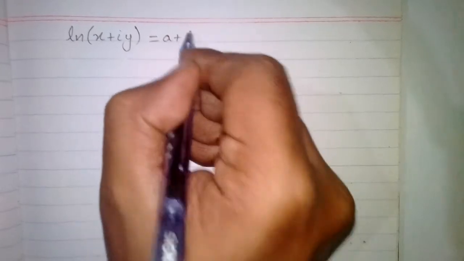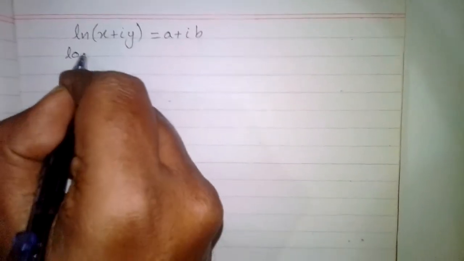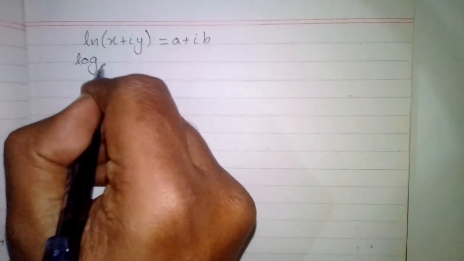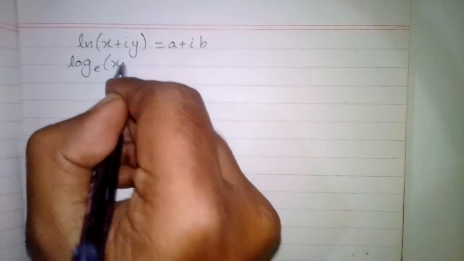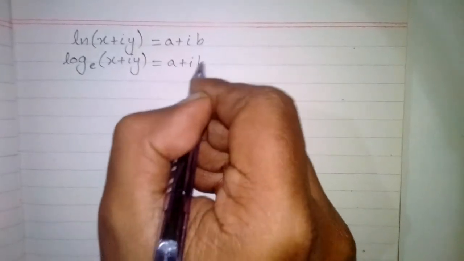In this video we will discuss what is the log of a complex number, or natural log of a complex number. So first of all, log of a complex number or natural log of a complex number is again a complex number. So ln of x plus iota y is equal to a plus iota b. Now we know that ln means log to the base e, so we have log of x plus iota y base e is equal to a plus iota b.